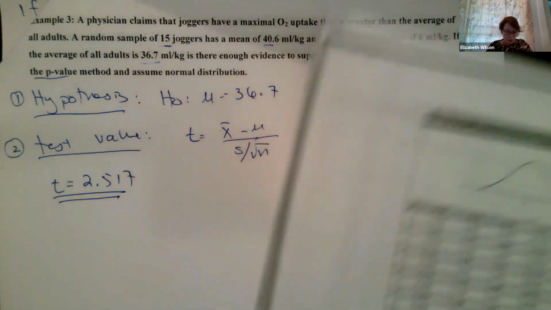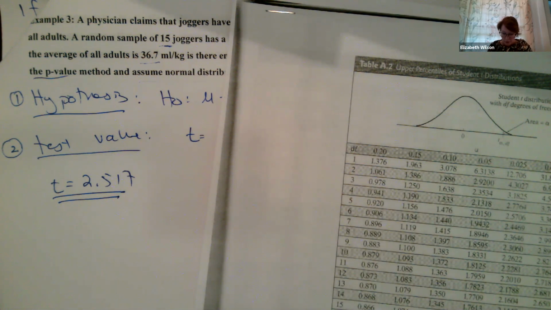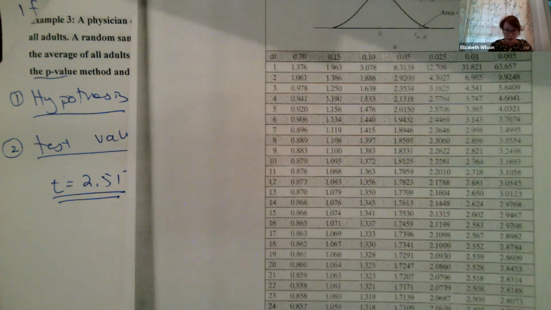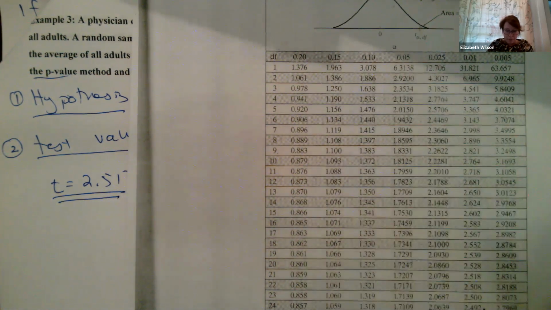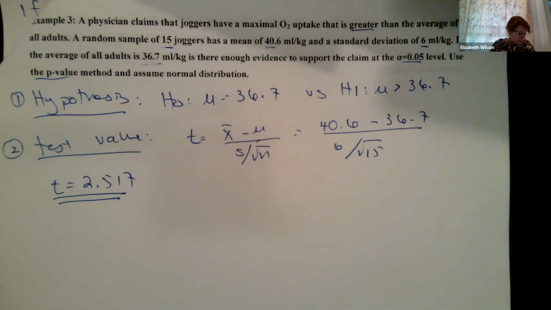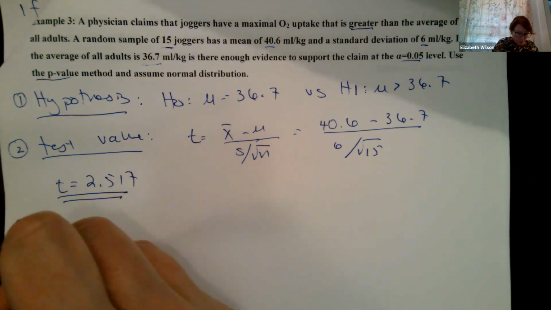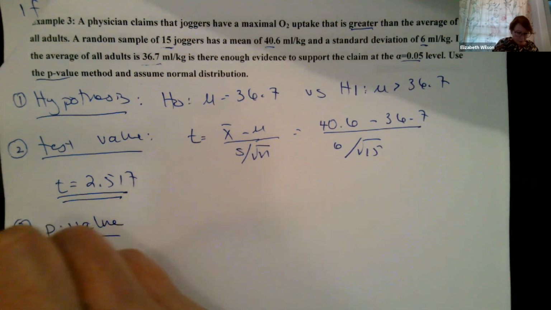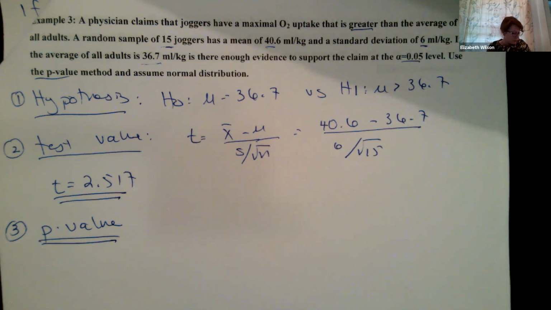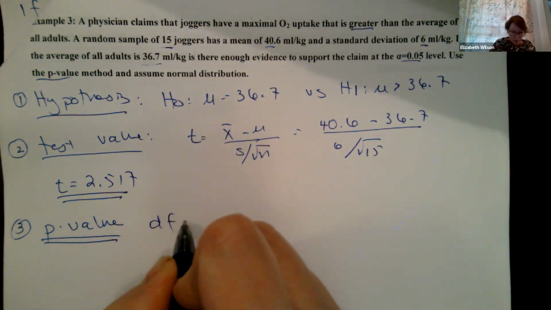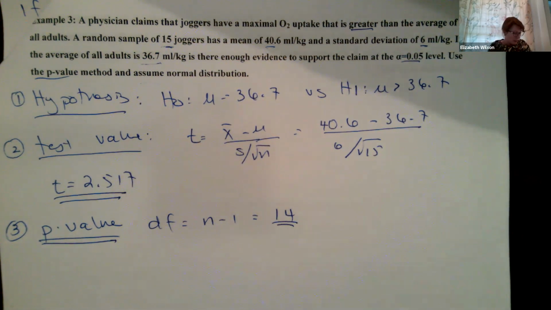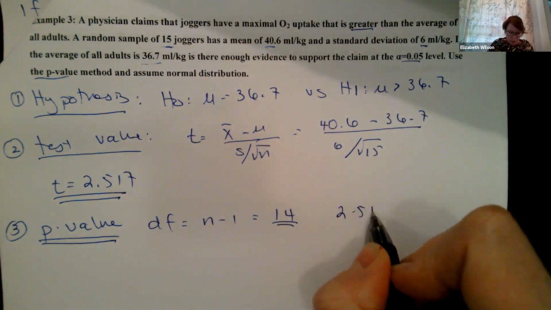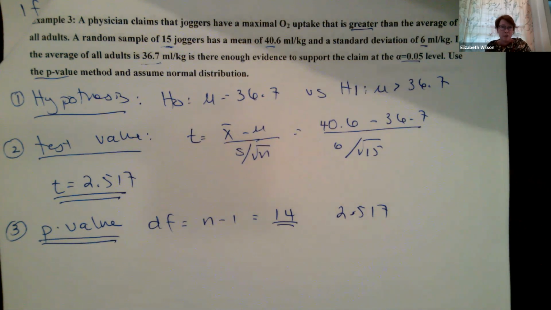Remember, this is our t-value. I'm going to look this up using my degrees of freedom, finding the right t-value, and try to find the corresponding alpha value at the top. Our corresponding p-value is not going to be exact like it was with the z-test. My degrees of freedom equals n minus 1, so that's 14. And I've got 2.517 that I need to look at. It's a right-tailed test, so I don't have to make anything negative.